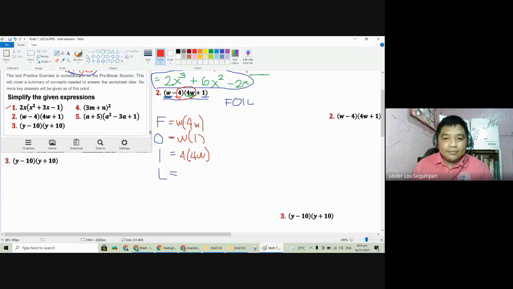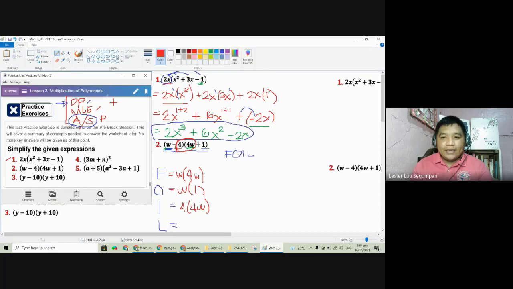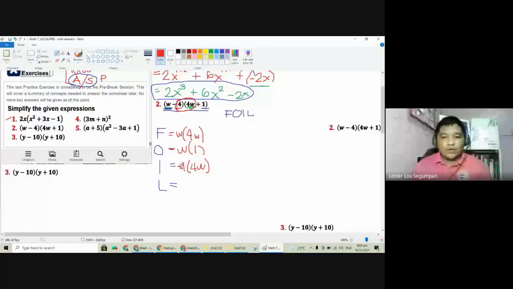When you talk about the inner terms, yes, it's 4 and 4w, but make sure that the term here is actually with the symbol of subtraction. Again, similar to number one, when we write here 1, we take the subtraction before it as its sign. So as for this, it's actually negative 4 times 4w. Remember that the last terms are negative 4 and positive 1.